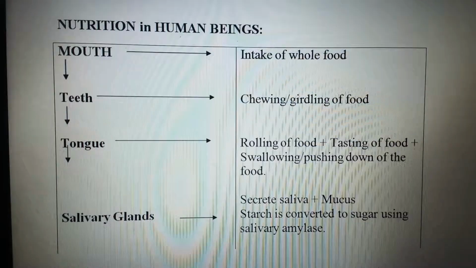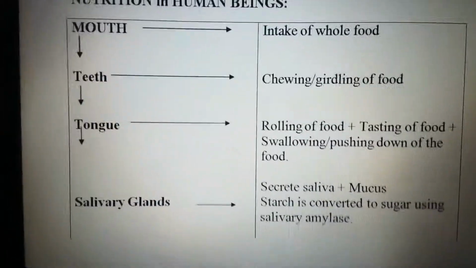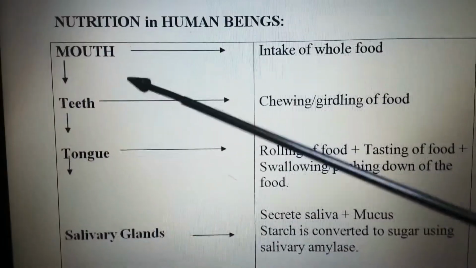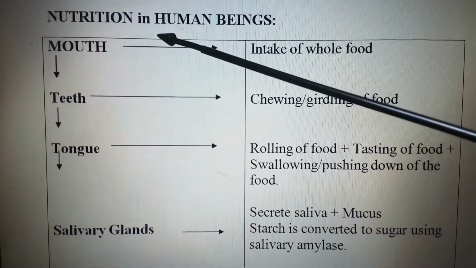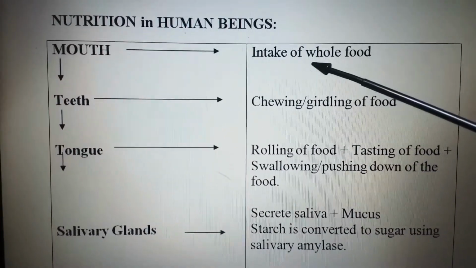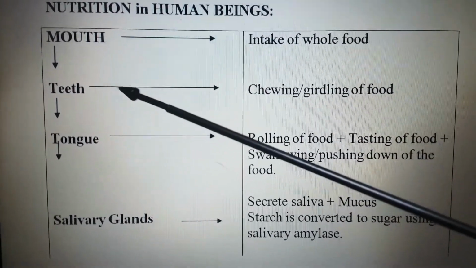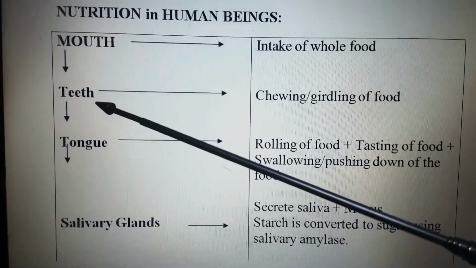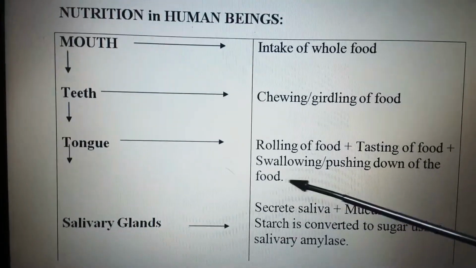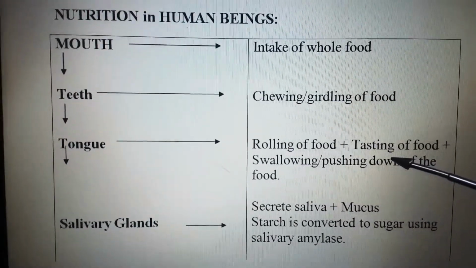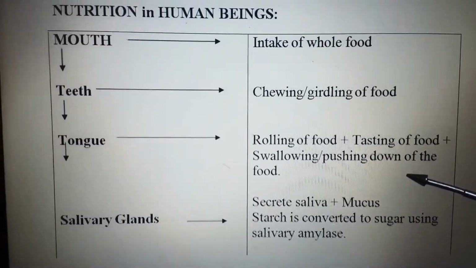Now let us study nutrition in human beings. In human beings, food is taken in by the mouth. So the process of ingestion happens in the mouth. With the help of the mouth, the whole food is taken inside, where the food is chewed or ground with the help of teeth, and the food is then rolled, and according to the taste of the food it is swallowed and pushed towards the esophagus.